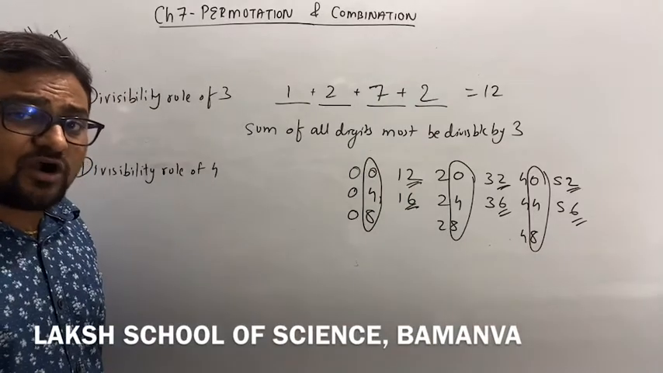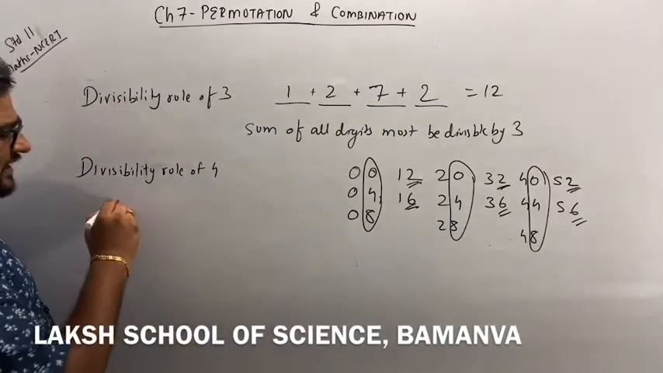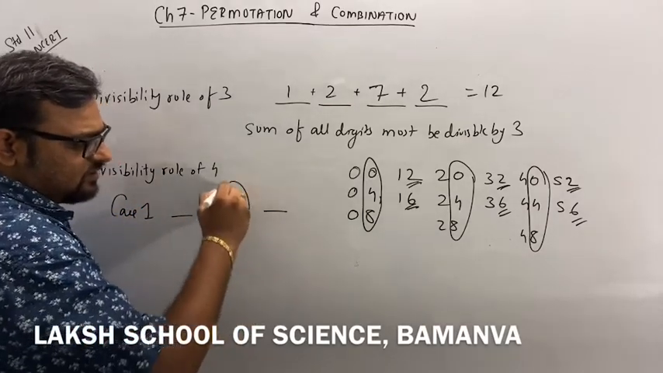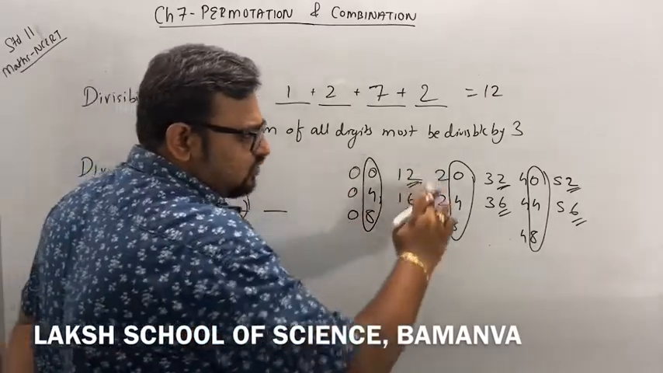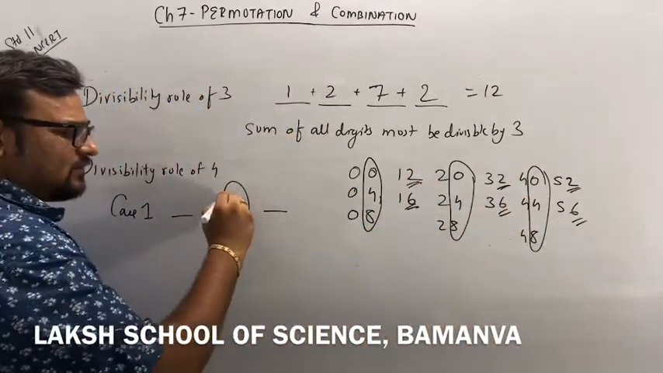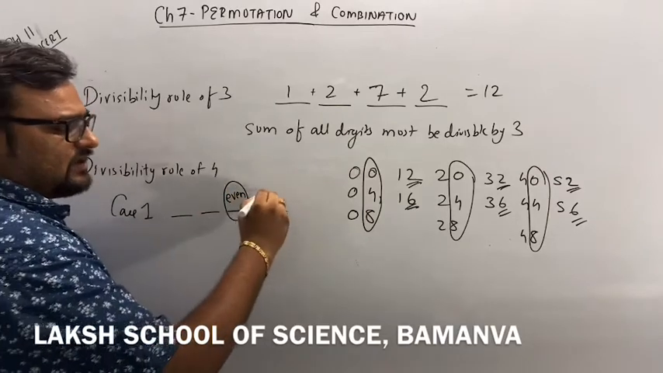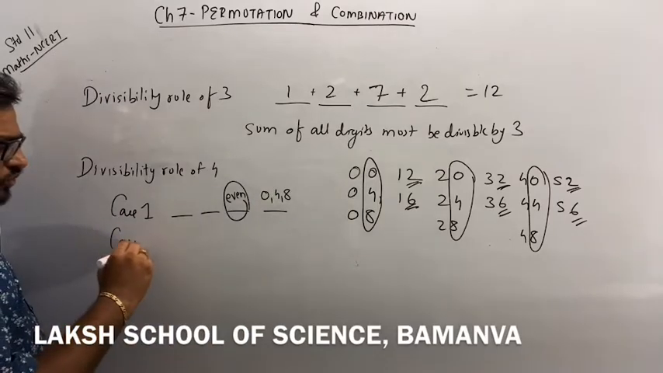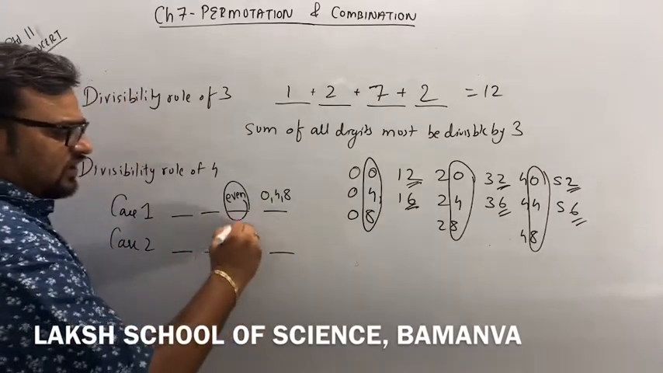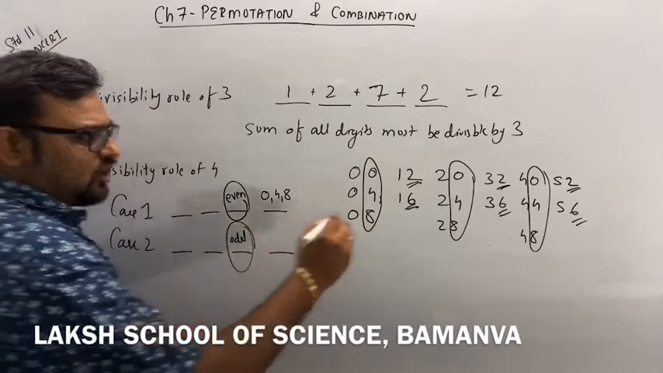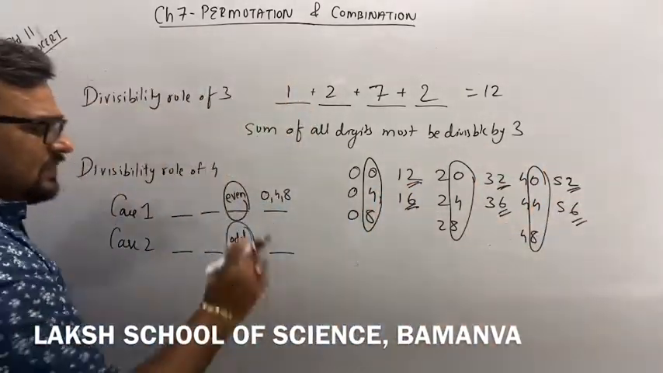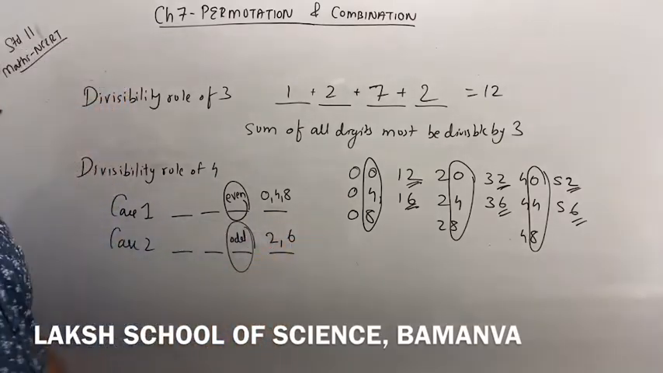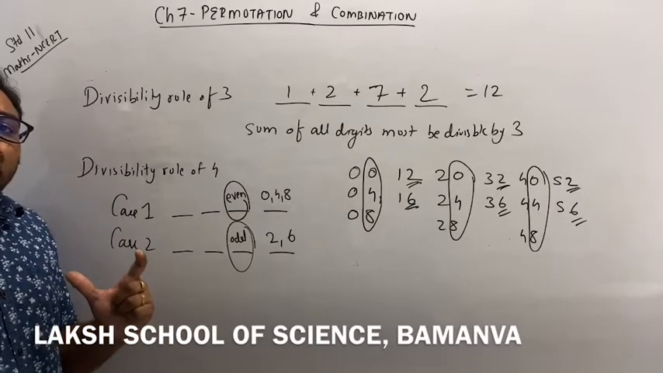So what does that mean? Case 1: if the tens place has an even number, 0, 2, 4, then the units place is 0, 4, 8. Case 2: if the tens place is odd, 1, 3, 5, then at the units place it will be 2 or 6. So this is the divisibility rule of 4.